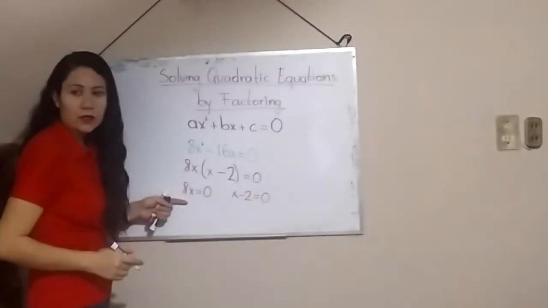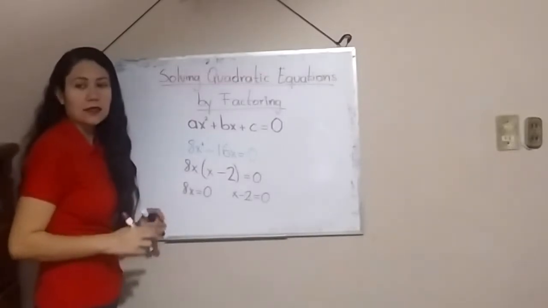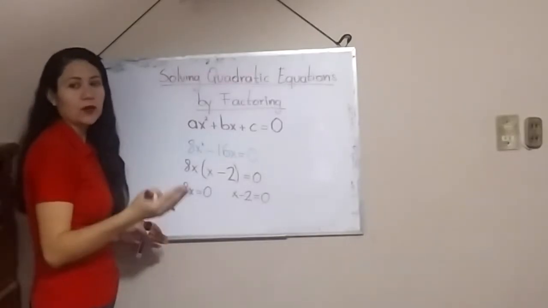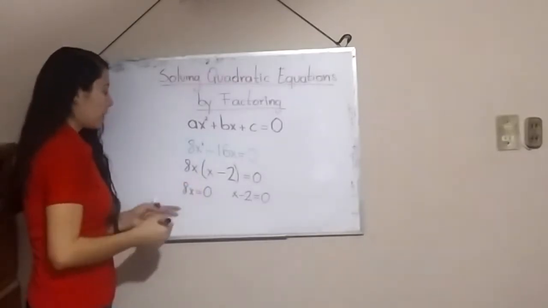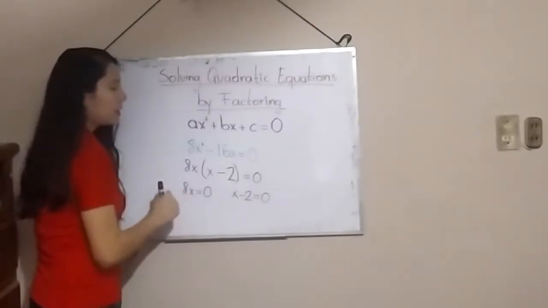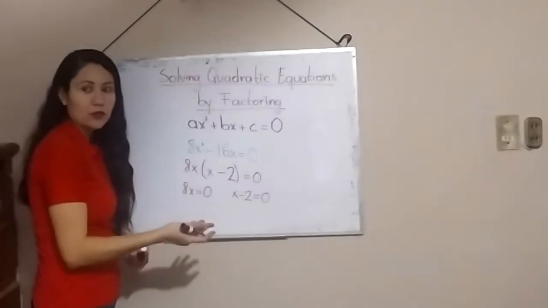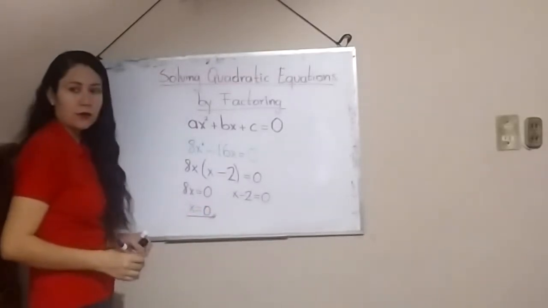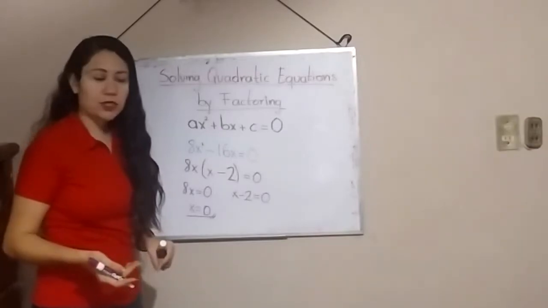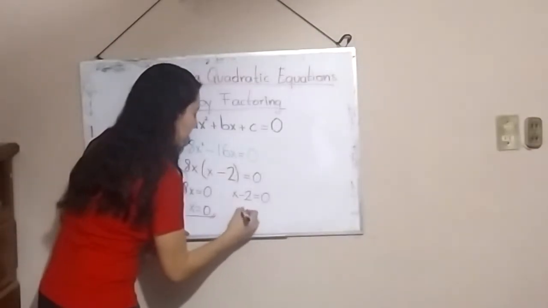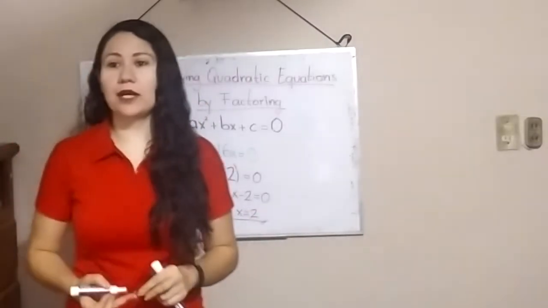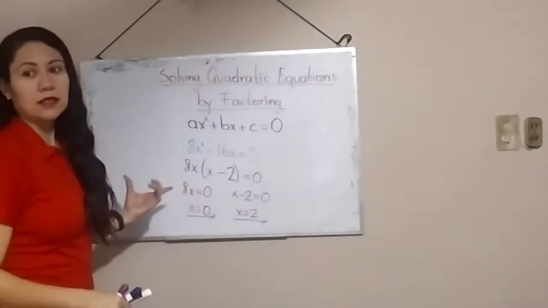Now, since 8x is a factor, but 8 is not equal to 0, then x must be 0 in order for 8x to be 0. Okay? So our first answer is x equals 0, and the second option is x equals 2. Those are our two answers for this problem.